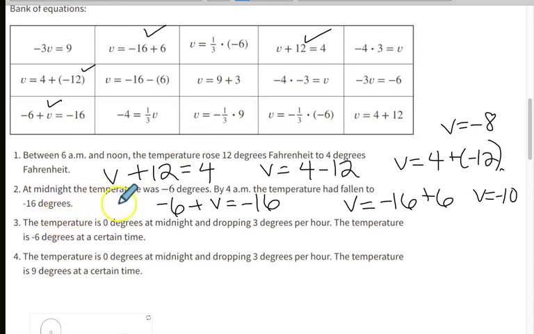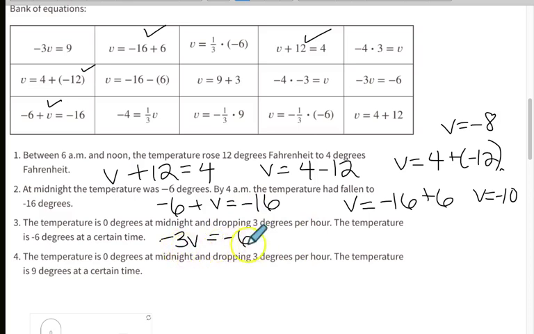Number 3, try this one. The temperature is 0 degrees at midnight and is dropping 3 degrees per hour. The temperature is negative 6 degrees at a certain time. So if it's dropping 3 degrees every hour, and at some point it's negative 6, we need to figure out what could be the opposite of that.